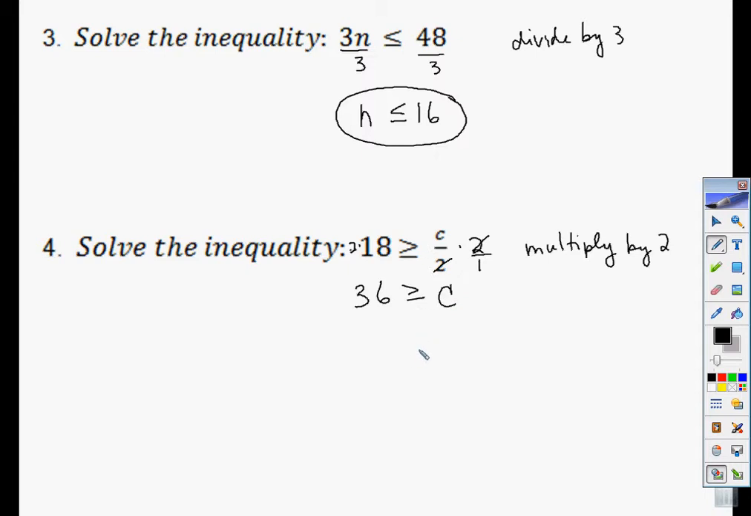Now, in general, when we're solving an inequality, we like to have the variable on the left-hand side, and we'll see why when we get to our third objective. In graphing inequalities, it's easier to always read it from the variable. So if I read it from the variable, 36 is greater than or equal to c would be c is less than or equal to 36. So these two would be equivalent, but this is the more acceptable way of writing your solution. c is less than or equal to 36.